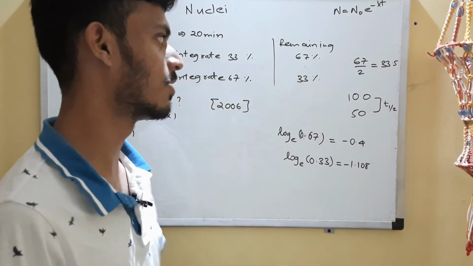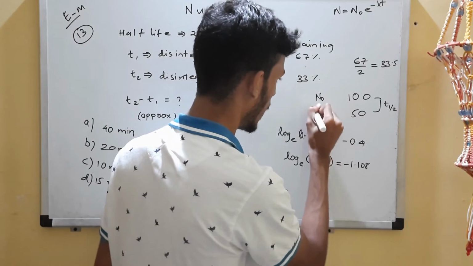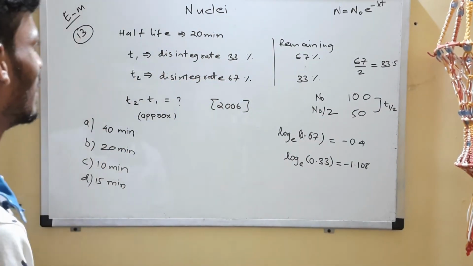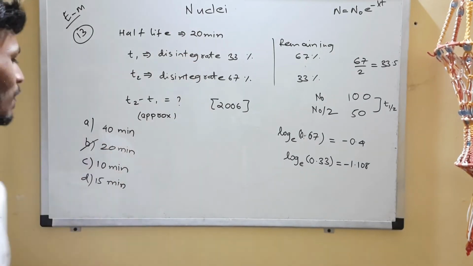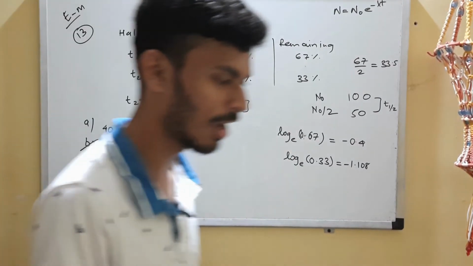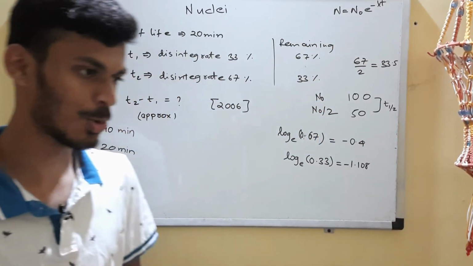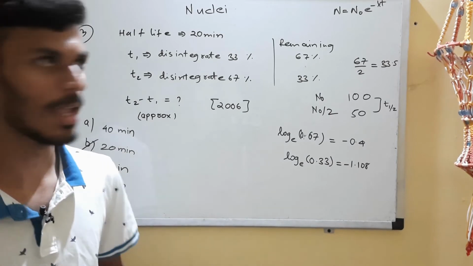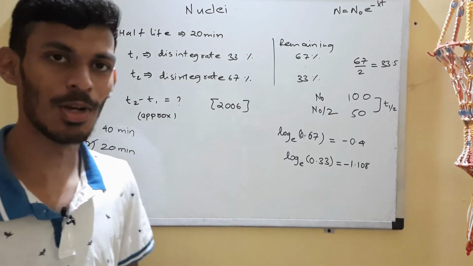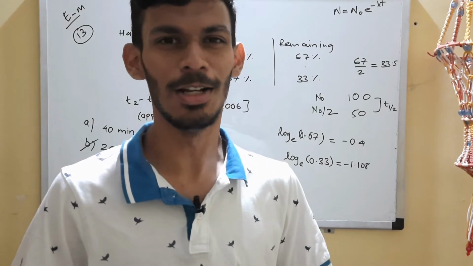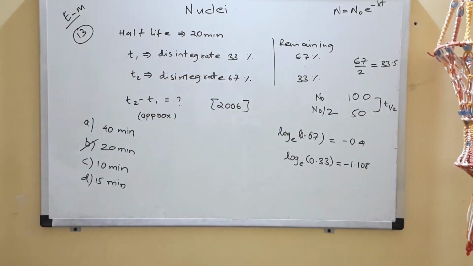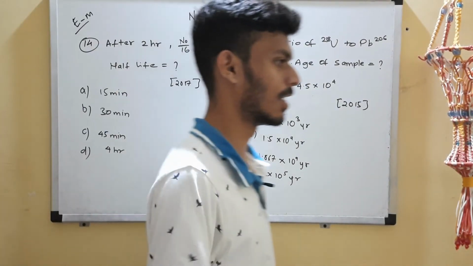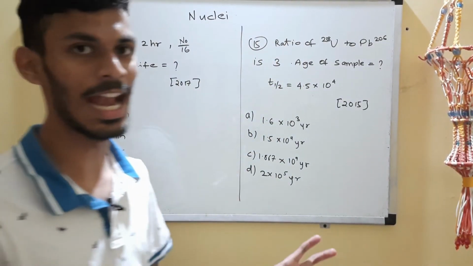Since concentration falls from N0 to N0 by 2, it means that one half-life has passed in that time interval. So half-life is nothing but 20 minutes. And even if you do it the long way, which you were not supposed to, the answer will be very close to your 20. So that is it for this question. Let's move to the final two questions for the day, questions 14 and 15, the last two questions where we will end our story today.